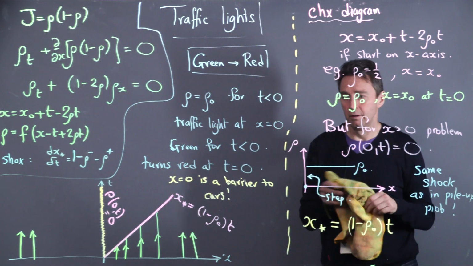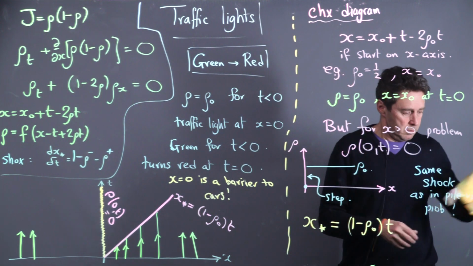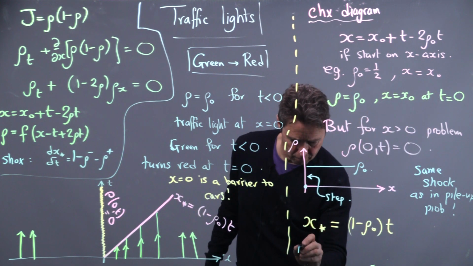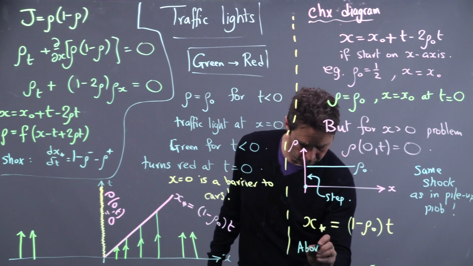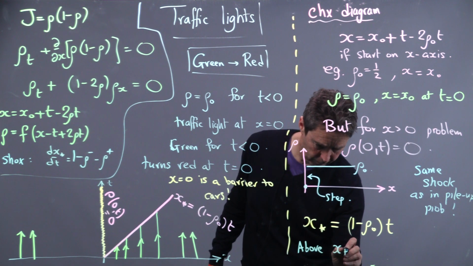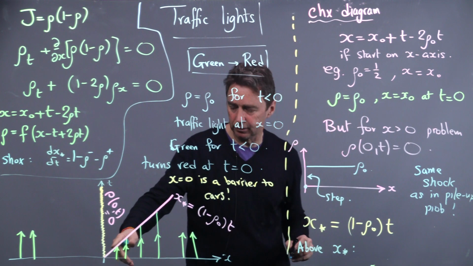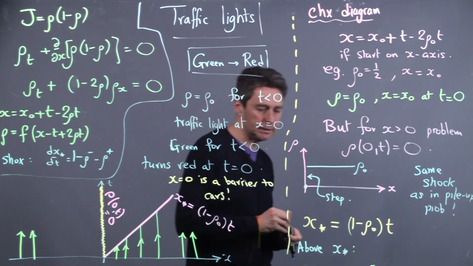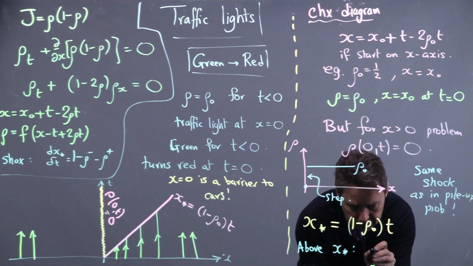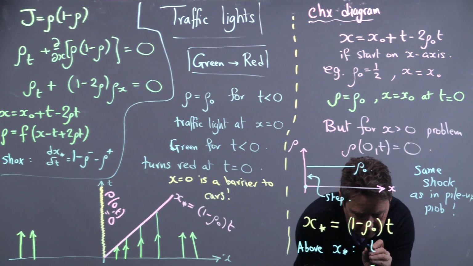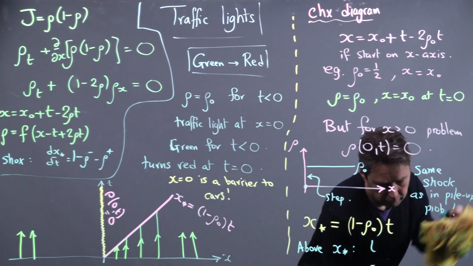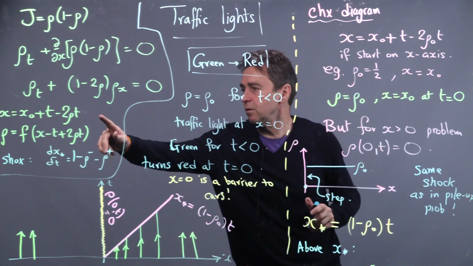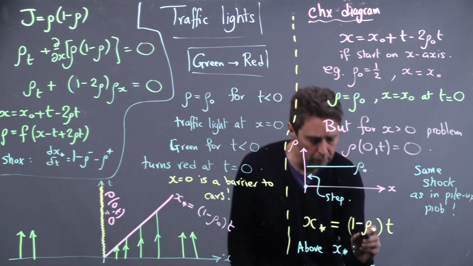Now, above here, the characteristics are not going to come from the x-axis anymore, they're going to come from the t-axis. All right, we're going to have to say that our characteristic equations have got a slightly different solution. We don't have that anymore.